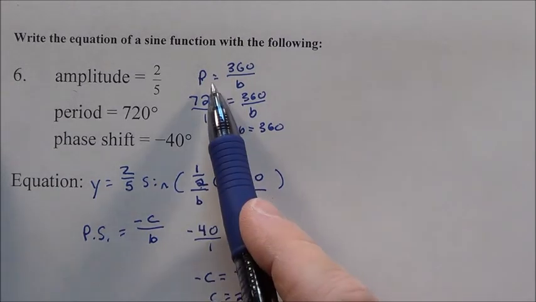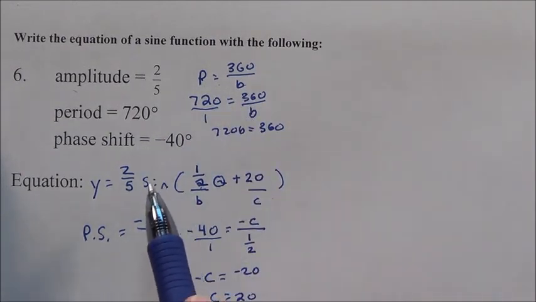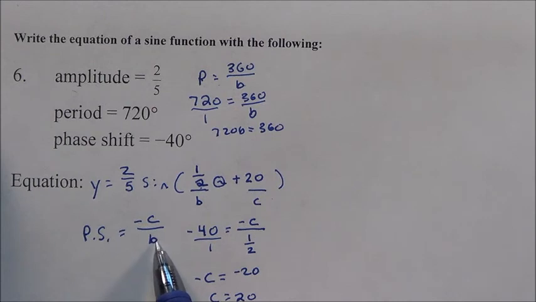All we do every single time is write out period equals 360 divided by b, plug in our numbers, write out phase shift is -c divided by b, the opposite of c divided by b, plug in your numbers, and you can easily get it every single time.